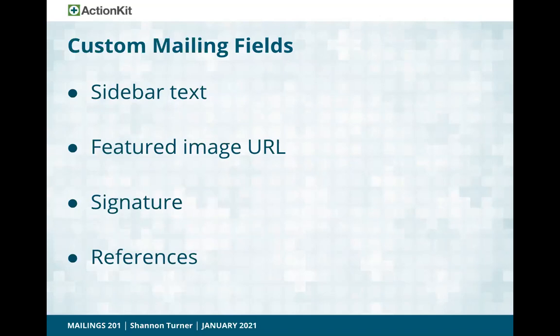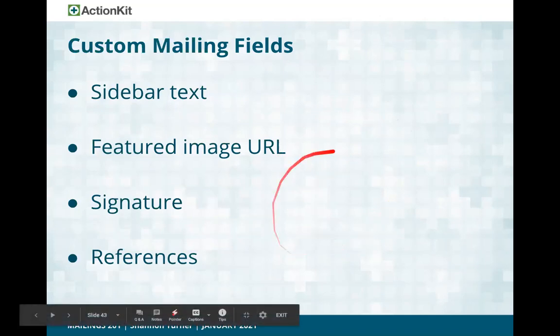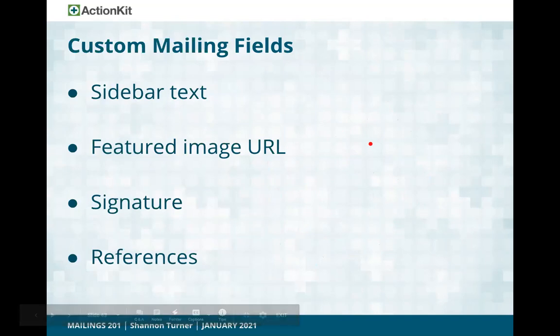There are some of the built-in custom mailing fields here on the slide that you can take advantage of. And these are specifically mentioned in the template with sidebar email wrapper. The way that the template is built, if you have any text in the sidebar text custom mailing field, then it's going to create a sidebar with your desired text. If you don't have anything in that field, then you don't get a sidebar. Same idea goes for signature and references.